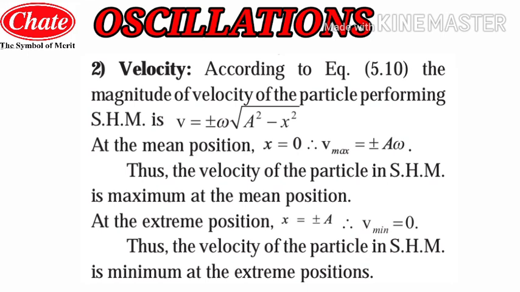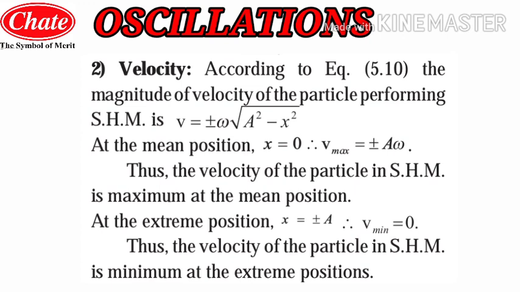Now at the mean position we will calculate the velocity. x will be 0, which means there will not be any displacement, as the particle is at the mean position. So the velocity will be maximum. Okay students, as x is equal to 0, there will be only the square root of a square, it will be only a, and the value of omega will be as it is. So v max, the maximum velocity, will be plus minus a omega. So this is the expression of the velocity at the mean position.